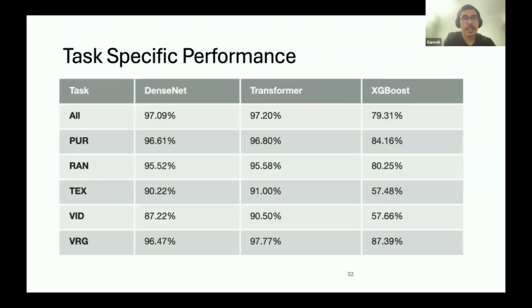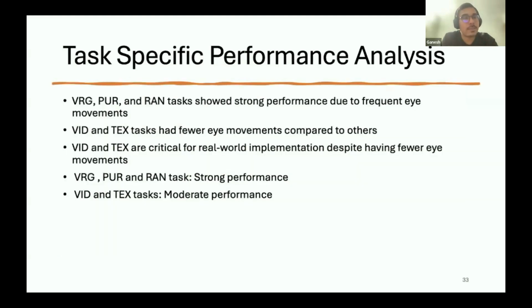And individual tasks, if you see, divergence task has outperformed all the tasks, and smooth pursuit task has also good results. This is because vergence, smooth pursuit and random saccade tasks have a lot of eye movements compared to video and text tasks. So we were able to capture more accuracy using these tasks.